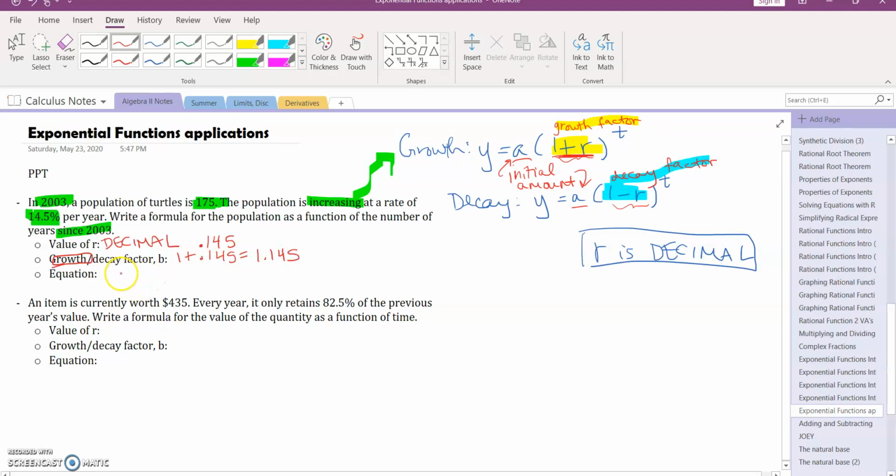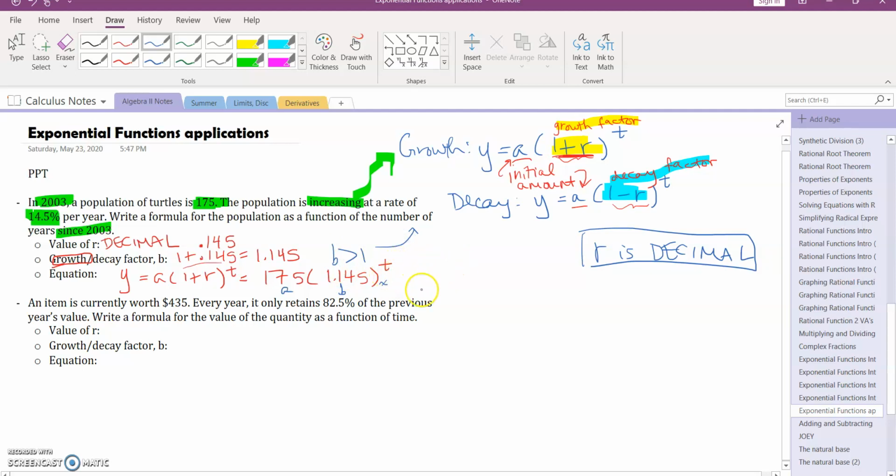And then your equation, you're just going to do a times 1 plus r to the t. So it would be 175. And then 1 plus r, I already did that work right here, 1.145 to the t. Now, remember, this is a times b to the x. Since b is greater than 1, we know we have growth. So our population of turtles is increasing.